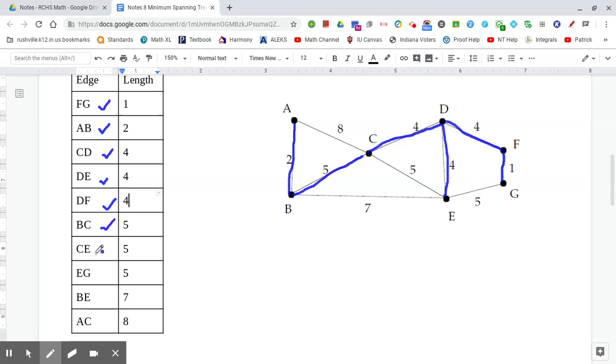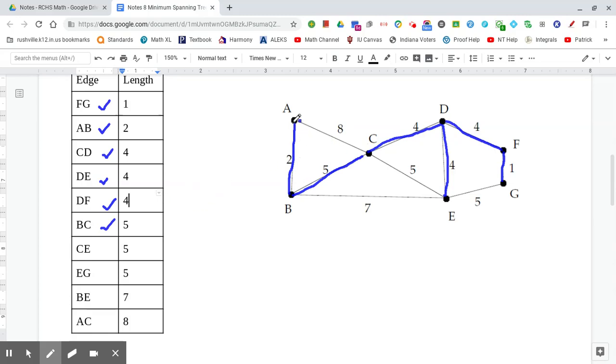All right, now CE, if I were to try to darken it, notice I'd create a cycle. EG, if I darken it, I'd create a cycle. BE, if I darken it, I would create a cycle. AC, if I darken it, I'd create a cycle. I'm actually finished here. Now, why am I finished?